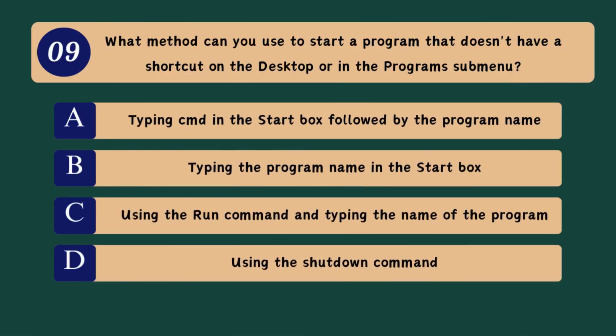Question 9. What method can you use to start a program that doesn't have a shortcut on the desktop or in the program's submenu? A. Typing CMD in the start box, followed by the program name. B. Typing the program name in the start box. C. Using the run command and typing the name of the program. D. Using the shutdown command.